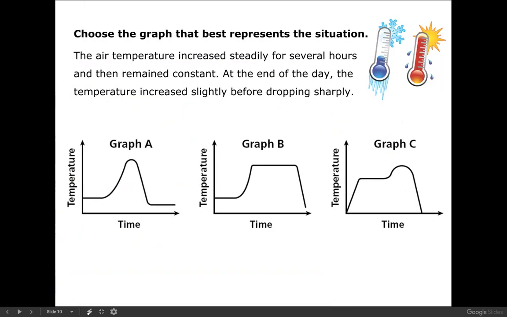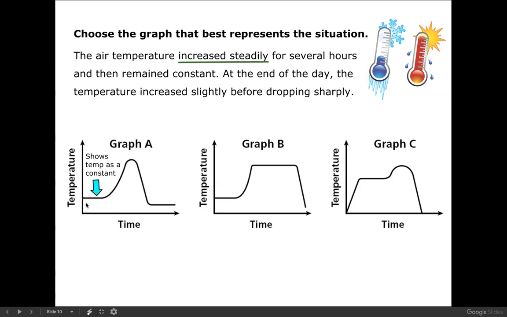Let's look at our next example. We want to choose the graph that best represents the situation. The air temperature increased steadily for several hours and then remained constant. At the end of the day, the temperature increased slightly before dropping sharply. So let's reread this to get that important information. We see an increase steadily.